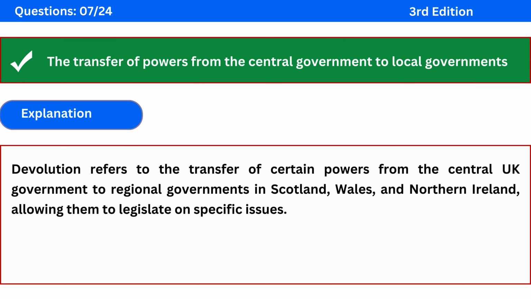The correct answer is the transfer of powers from the central government to local governments. Explanation: devolution refers to the transfer of certain powers from the central UK government to regional governments in Scotland, Wales, and Northern Ireland, allowing them to legislate on specific issues.